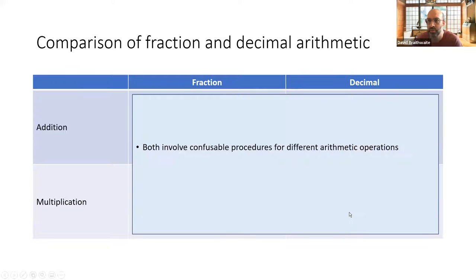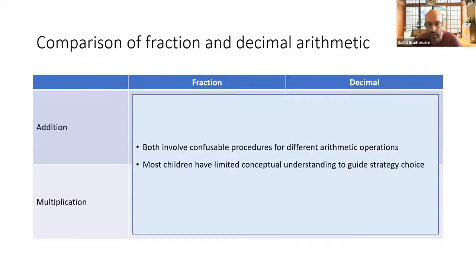Nevertheless, I think there are some commonalities between fraction and decimal arithmetic, of which perhaps the most obvious is that they both involve easily confusable procedures for solving problems involving different arithmetic operations. Secondly, in both cases, many children, perhaps most, have very limited conceptual understanding with which to guide their choices of strategies. And so it seems likely that in both cases, they might rely on lower level learning mechanisms such as reinforcement learning in order to decide which strategies to use. And finally, it seems plausible that children's learning and decisions in both areas may involve similar cognitive mechanisms and parameters, which might lead to similar patterns of individual differences between children.